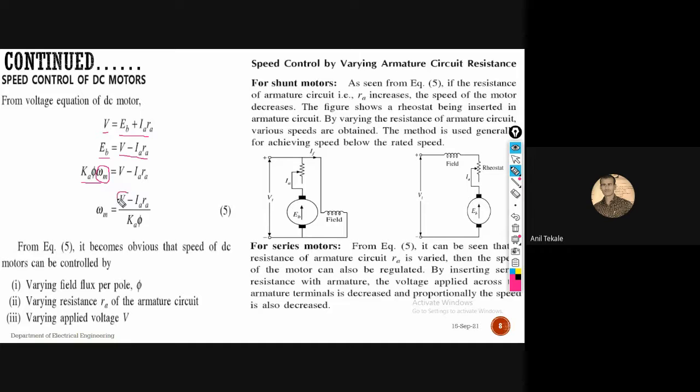First, if all other things are constant and we change the voltage, then speed and supply voltage are proportional to each other. This is the first method, changing the voltage. Second, considering the numerator side as constant, we can control the speed by changing the flux. Third is the armature resistance. Once we change the armature circuit resistance, we can also vary the speed.